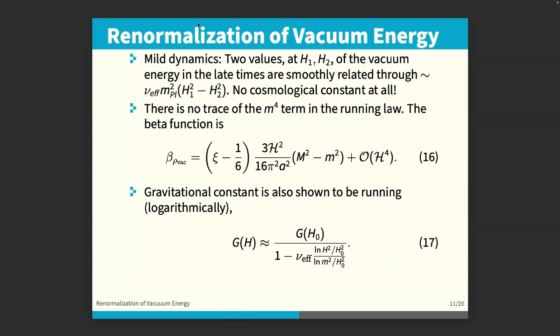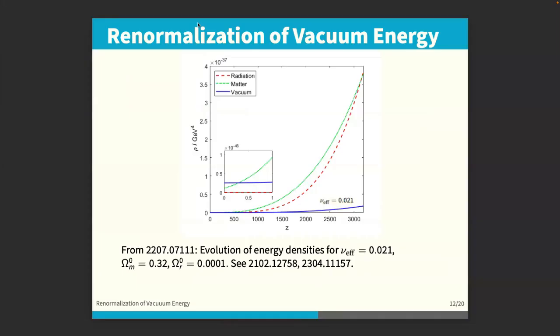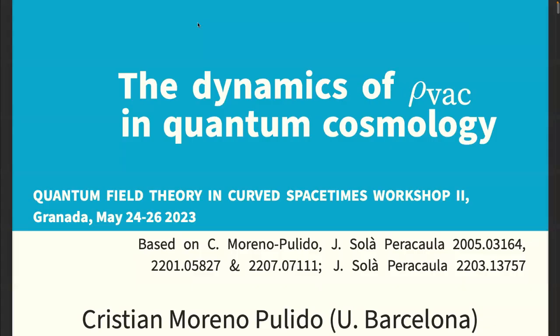Additionally, during this calculation, one can calculate the running of the couplings, and the low energy regime for the gravitational constant has this logarithmic dependence, also containing this parameter nu effective. So here I have a small plot of the evolution of the energy densities in the universe for nu equal to 0.02. As we observe, there is a noticeable evolution of the vacuum energy.